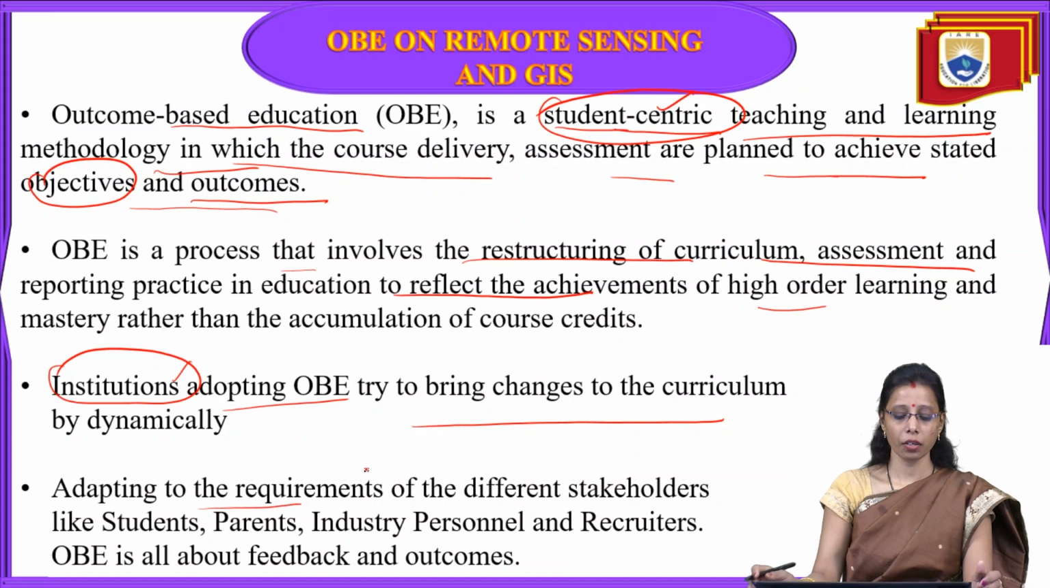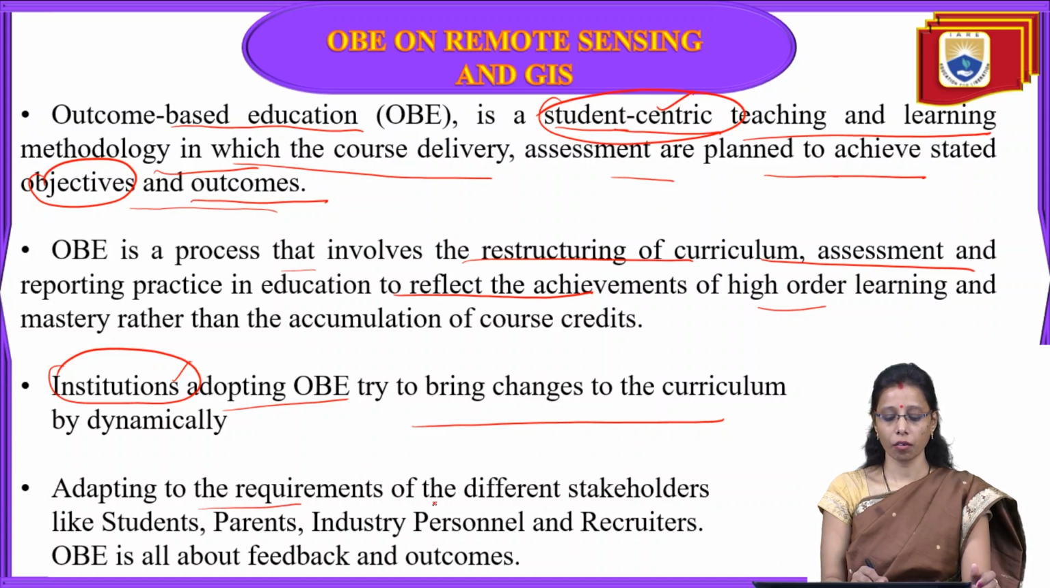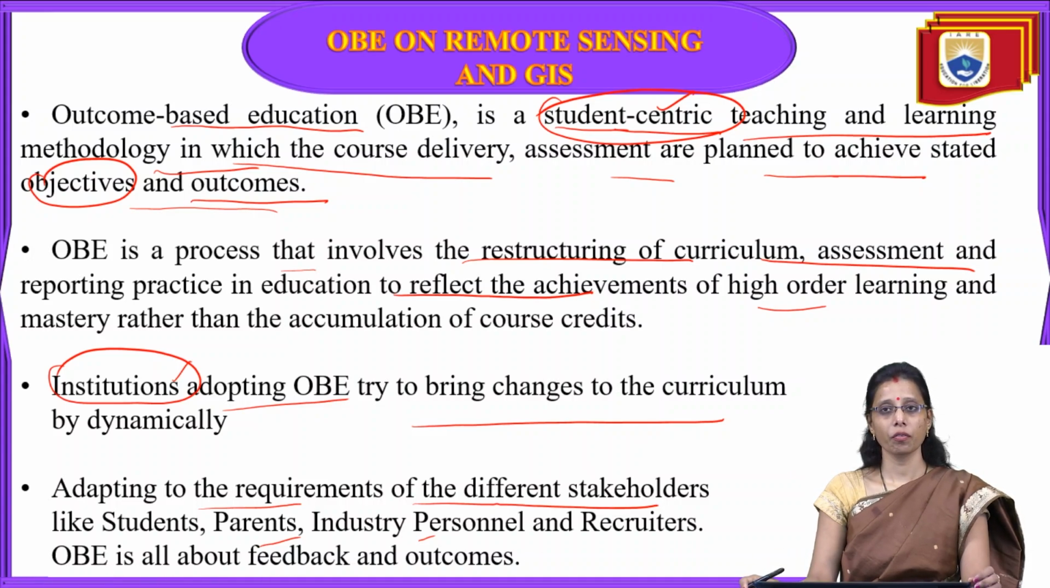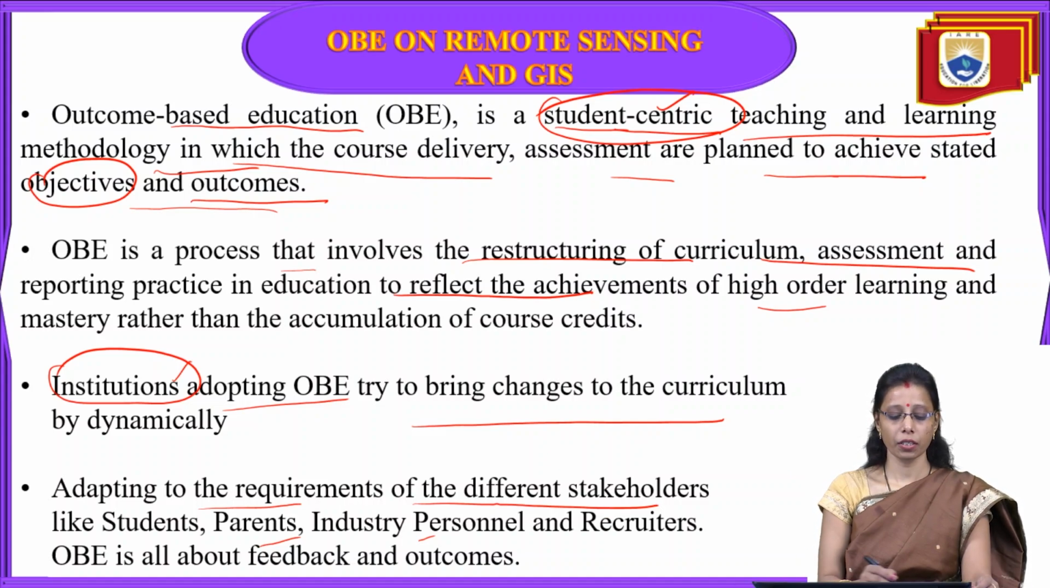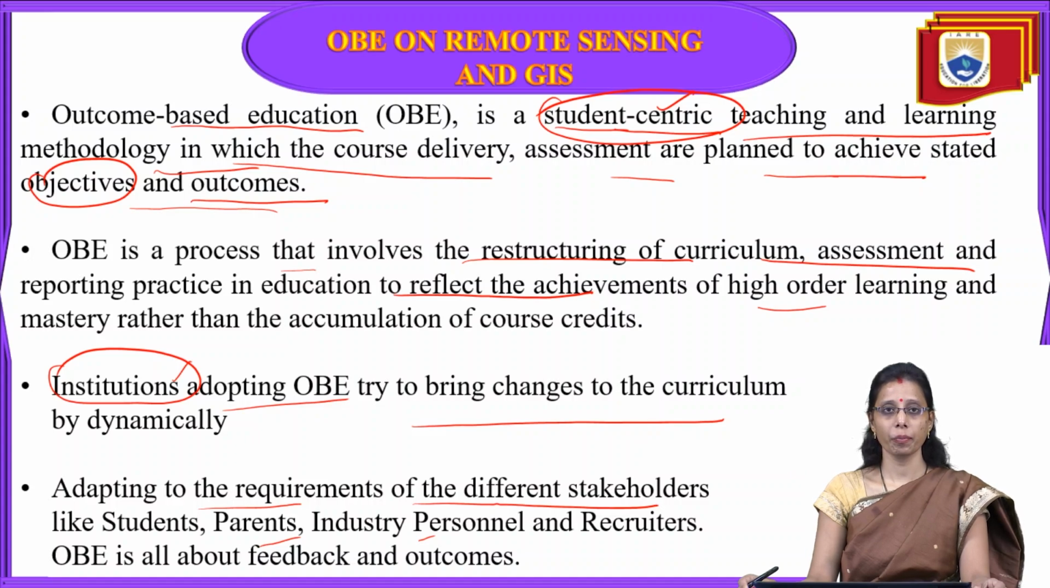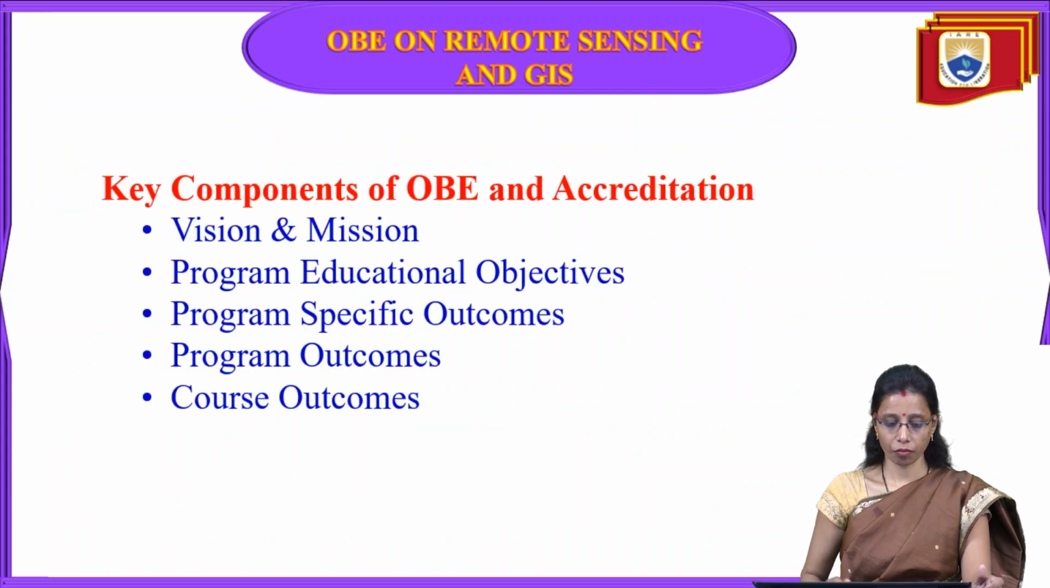Now, adapting to the requirements of different stakeholders like students, parents, industry personnel, and recruiters, OBE is all about the feedback and the outcomes. When you adopt the requirements of students, parents, industry personnel and recruiters, OBE is also about the feedback: how the feedback is given by the company and by the stakeholders will judge the outcome-based education of an institute.